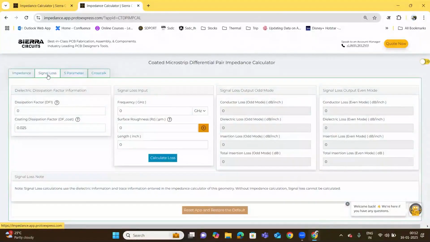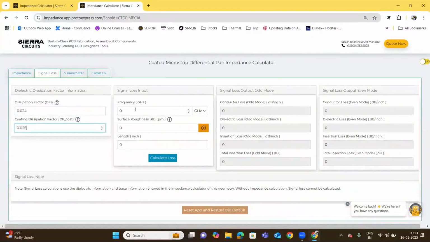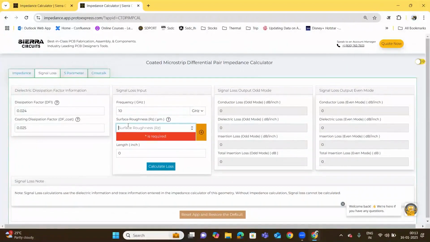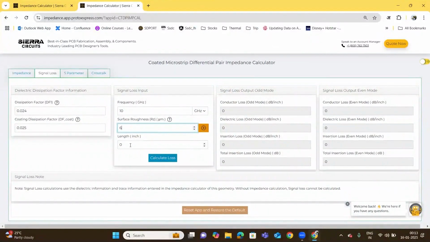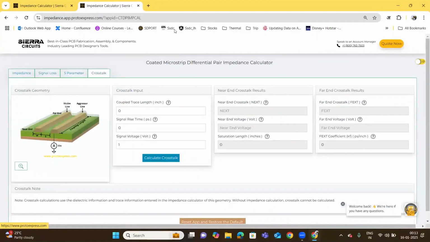Similarly, we have the signal loss calculator for the same model. Let's enter dissipation factor of about 0.024. The coating dissipation factor can be changed if you wish to do so. Let's go with a frequency of 10 gigahertz, an average surface roughness of about 6 microns. This is a standard roughness for a foil, and a length of 2 inch. Click on calculate loss, and we can see that the signal loss output for the odd and the even mode will be calculated and displayed. Similarly, we have the S parameter and the crosstalk calculator for the same chosen model. Thank you so much.